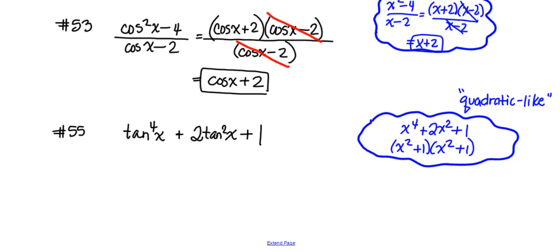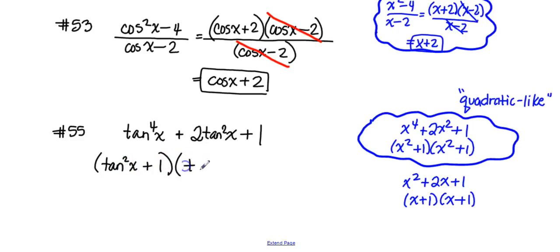x squared plus 1. Similar to if this had been x squared plus 2x plus 1. Remember, factors of c that add to b would be x plus 1 and then also x plus 1. So that's why we call it quadratic-like. It factors similar to how this would factor if it was a quadratic, but instead it's a power of 4. So applying that knowledge to our example, this can factor as tangent squared of x plus 1, tangent squared of x plus 1.